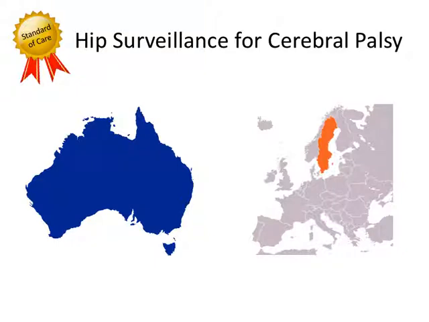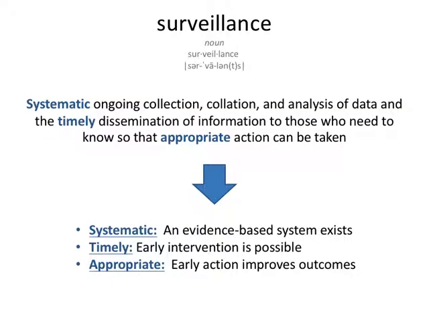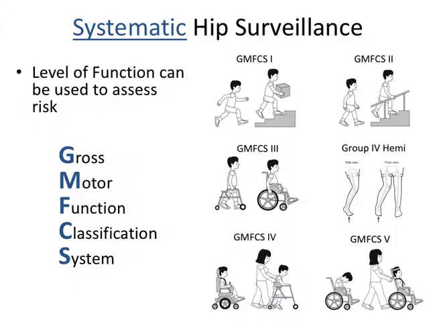So we owe a debt of gratitude to Australia and Sweden for showing us that a hip surveillance program should be considered the standard of care for kids with CP. And so when we go back to the World Health Organization definition, we really see that hip surveillance really is a true surveillance program in that it can be systematic, it can be timely, and that these timely interventions actually reduce the burden of disease and improve the outcomes.